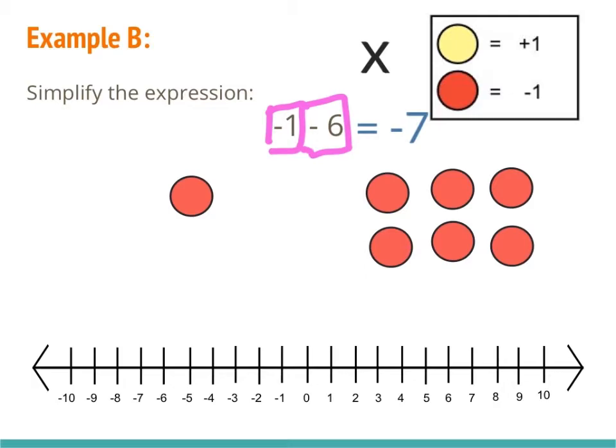So now I'm going to go down and I'm going to use my number line model to see how that works again. So I'm going to go out to negative 1 for the first one. And then I'm going to go another negative 6. So 1, 2, 3, 4, 5, 6. And that brings me to negative 7.